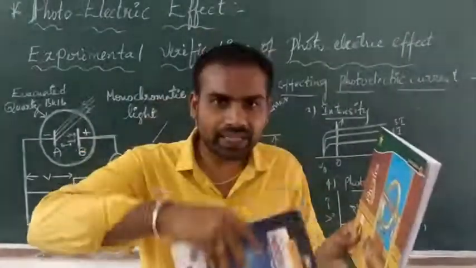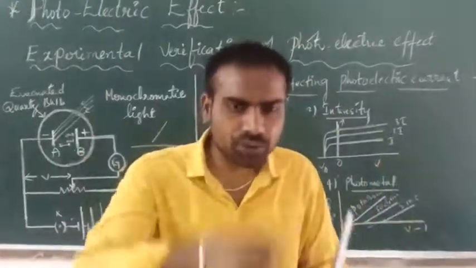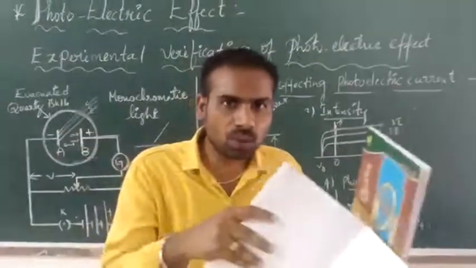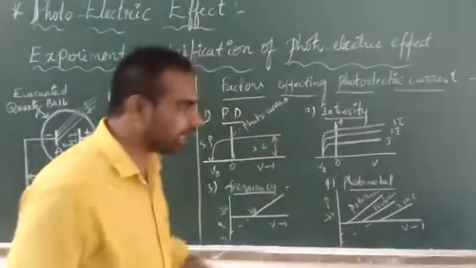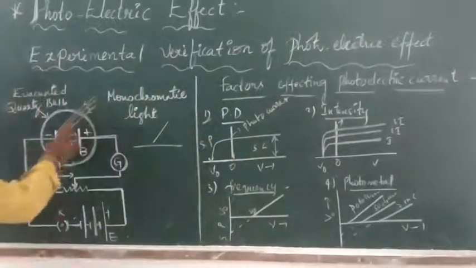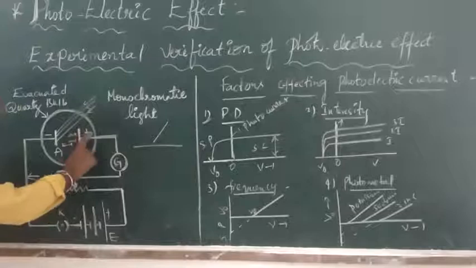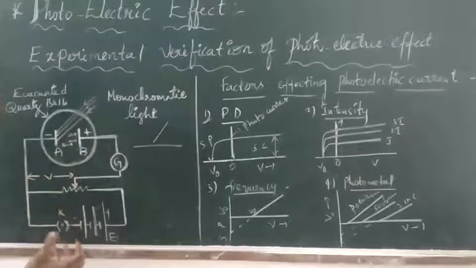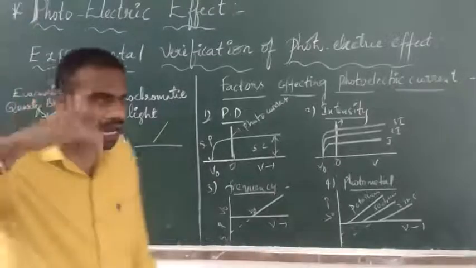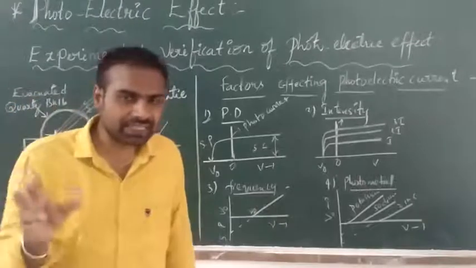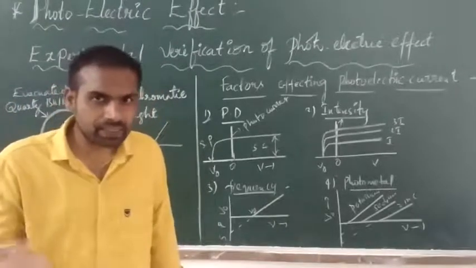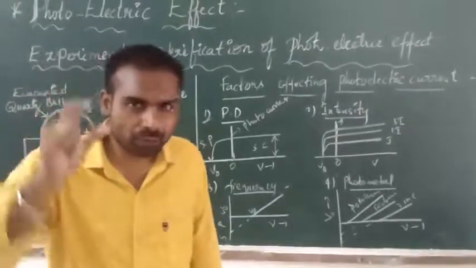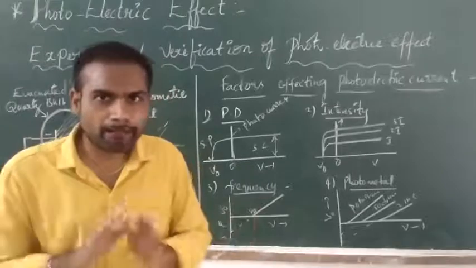If the positive potential of plate B increases, what happens? The electrons coming from plate A go to plate B very fast and the current increases. As the potential of plate B increases, the electrons from plate A are more attracted and the photocurrent rises until at one point it reaches the saturation point, the maximum current.